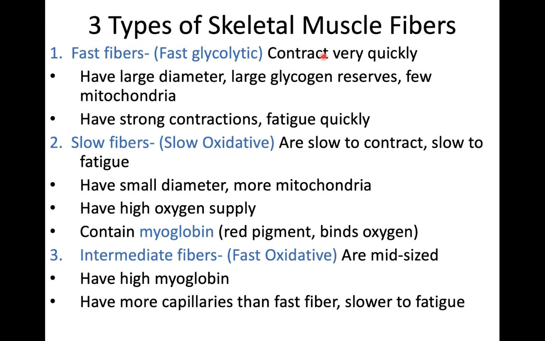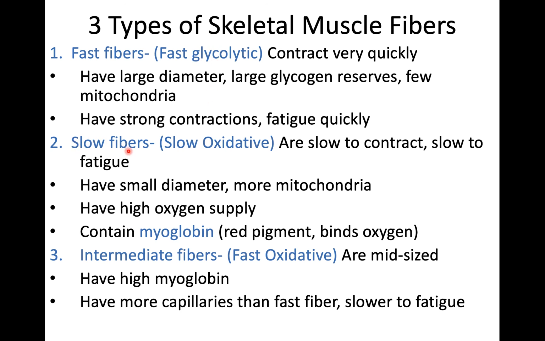Fast fibers are called fast because they contract very quickly. These fibers can contract quickly, but they also get tired really fast. They don't have many mitochondria, and without mitochondria, what can you not make? You can't make a whole lot of ATP. These guys are also called fast glycolytic fibers rather than oxidative fibers because they do anaerobic respiration. They do not utilize oxygen.